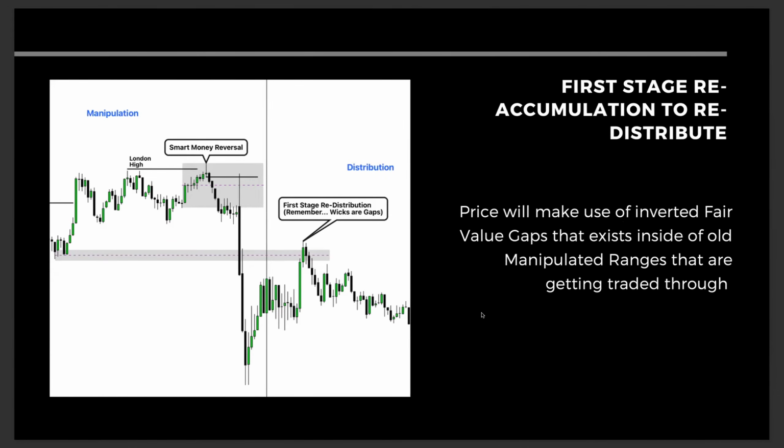After the manipulation, after the low risk sell, what do we have? The first stage reaccumulation to redistribution. Price will make use of inverted fair value gaps that exist inside of old manipulated ranges that are getting traded through. Okay. Now, we all know that wicks are also gaps, some form of a gap, right? So we can see here, we mitigated this wick right there going up. That's an old point of reaccumulation of longs. So when price closes below it, it becomes a new point of reaccumulation of shorts for redistribution. That is one way of looking at it. Actually, no, one way is the only way of looking at it.